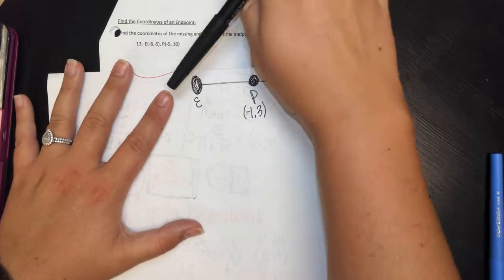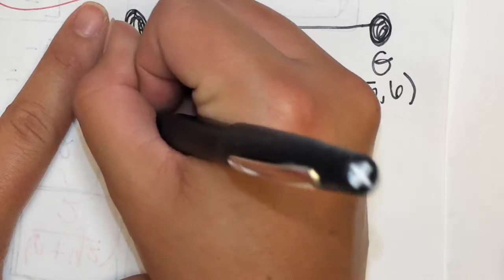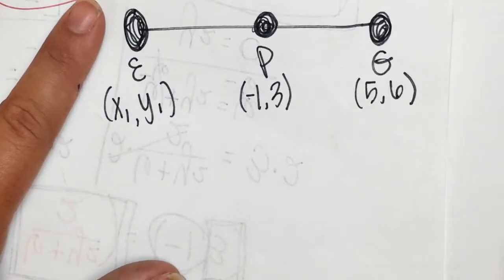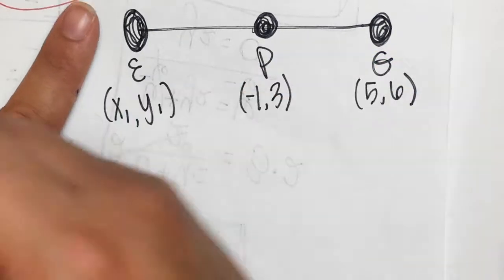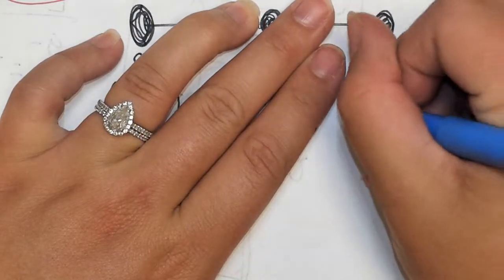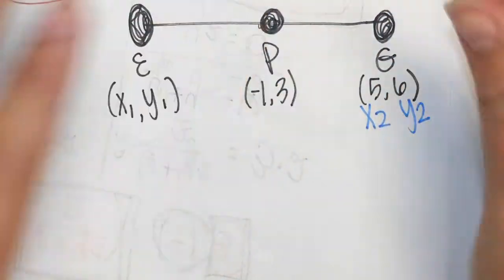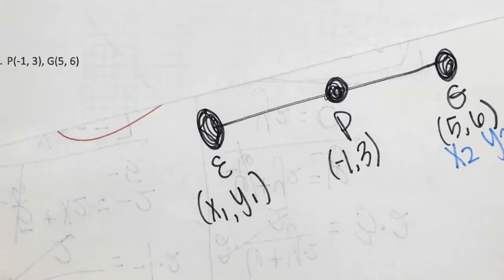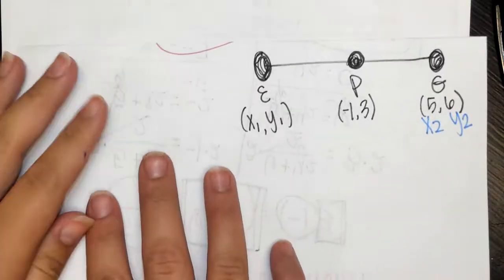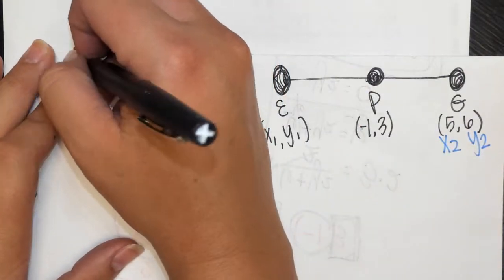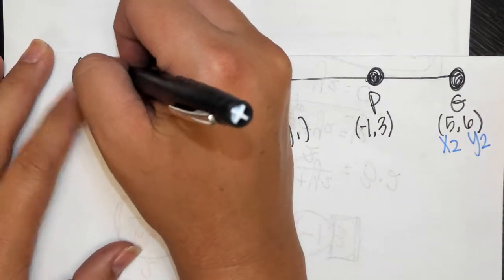Okay, let's do it. So what I have to find is x sub 1, y sub 1. That makes G what? X sub 2 and y sub 2. Remember, your midpoint doesn't get a name. It's not cool enough. Okay? So I'm going to rewrite the formula. You don't have to, because it's probably on your page above.